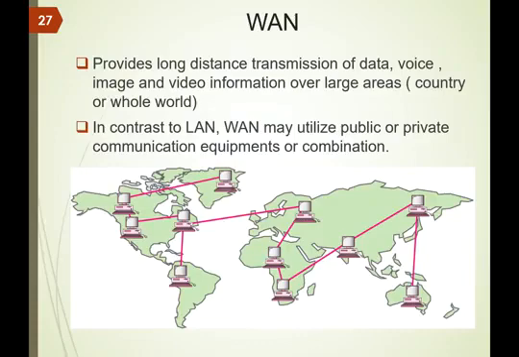In this case, for example, you see this is a WAN, so it spans over the whole world. It provides long distance transmission of data, voice, image and video information over large area, country or whole world. In contrast to LAN, WAN may utilize public or private communication equipment or combination. So when you go from here to here, for example, from one point to another point, you go through public and private networks maybe.